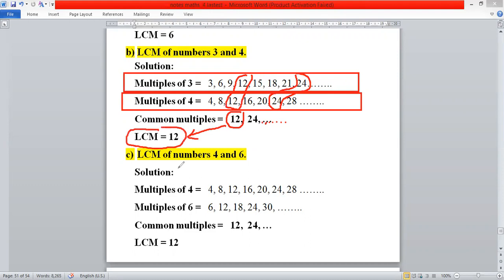Part C, we will adopt the same procedure. The solution is written in front of you, so you can do this part by yourself.